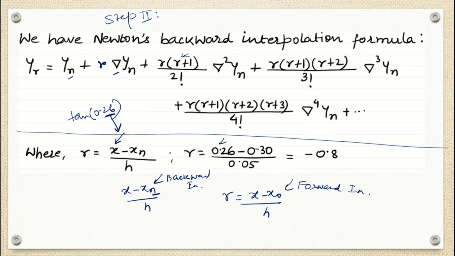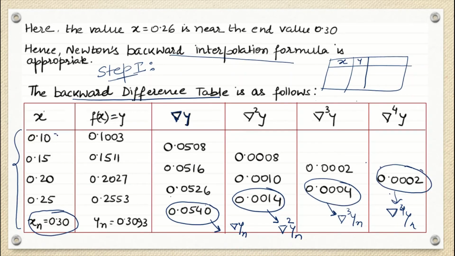xn is the last value in your x column, and h is what? h is the difference between the different instances of x: x0, x1, x2 and xn. What are the differences? You can see the difference between them is 0.05. That is 0.15 minus 0.10, similarly 0.20 minus 0.15, and so on. You will find that the difference is always the same among all these entries.